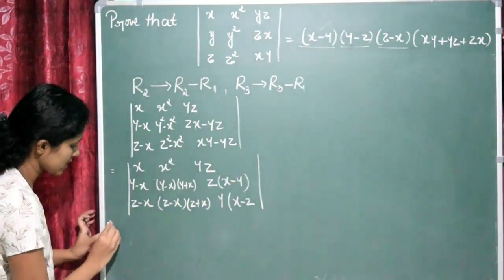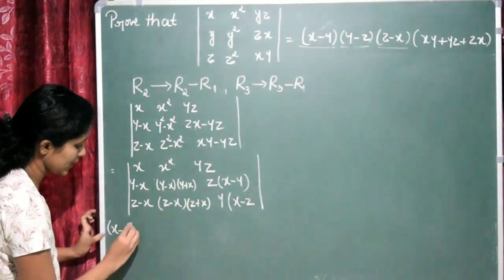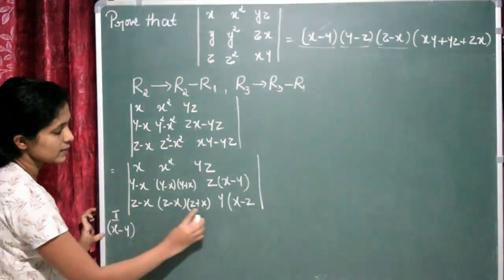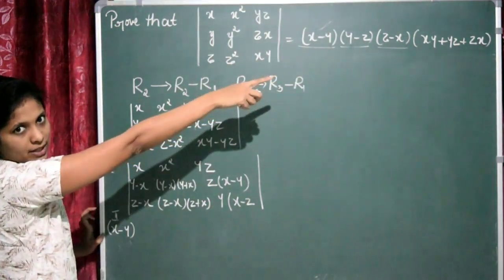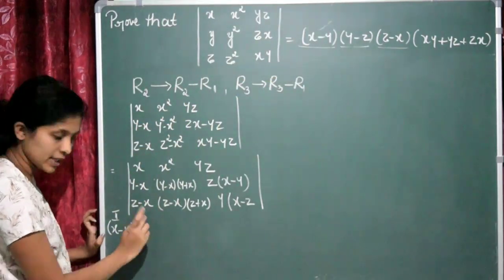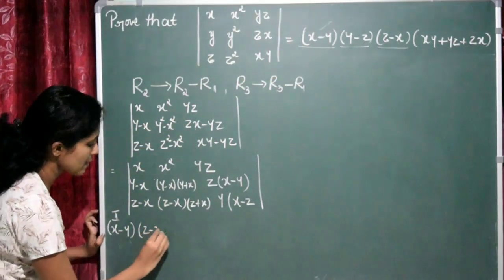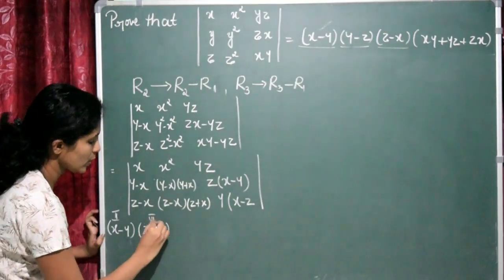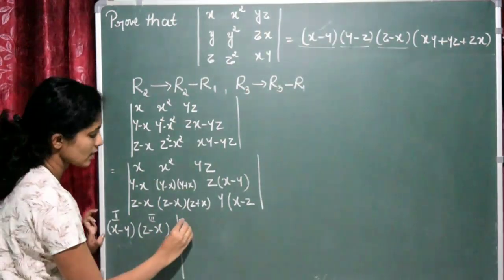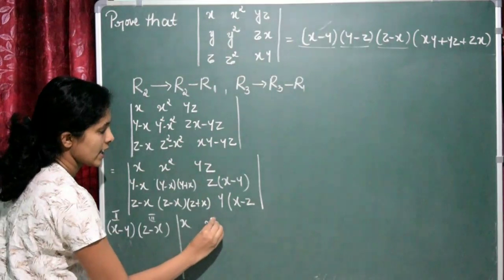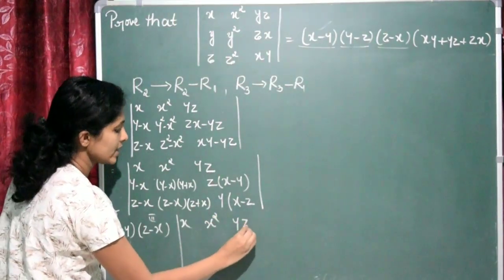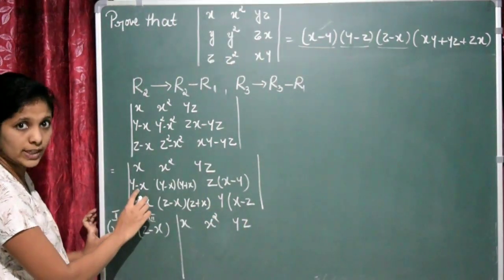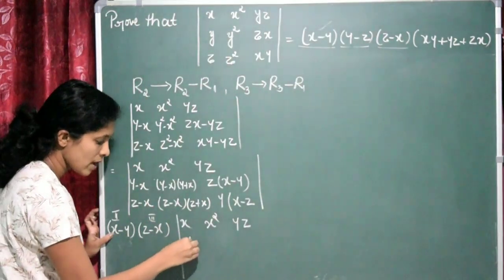Here we will take x minus y common from the second row. And here z minus x is there, so we will take z minus x common. So z minus x, this is from the third row. What is remaining here? First is x square and yz. Here we have x minus y, so here y minus x is there. So this will be now minus 1.